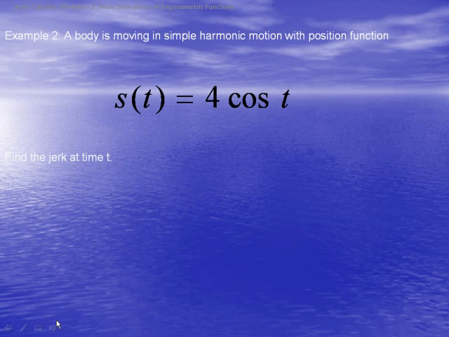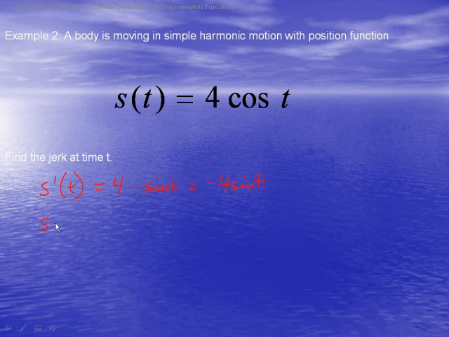In our next example, a body is moving in simple harmonic motion with position function s of t equal to 4 cosine t. Find the jerk at time t. Well, the jerk is actually going to be the third derivative. And so let's start off with the first derivative of t, which is going to be equal to 4 times the derivative of cosine, which is negative sine t. So this will give us negative 4 sine of t.